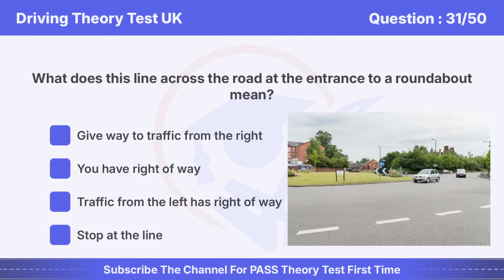Question 31. What does this line across the road at the entrance to a roundabout mean?